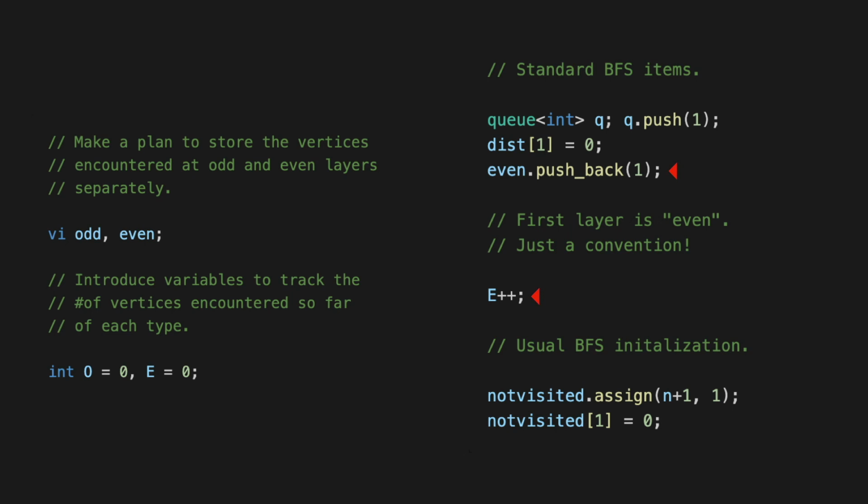So here is the usual BFS code, but we just need to introduce a few extra variables to keep track of what's going on with the odd and the even layers. So we have these two vectors, odd and even, which are designed to actually keep track of the vertices, and we have the variables O and E, which will keep track of the sizes. So to begin with, when we initialize BFS with the first vertex, then let's say that that's an even layer. If you think of it as layer 0, then I think that would make sense. So we add this vertex to the even list and we increment the number of even vertices, and then the rest of it is standard BFS initialization.